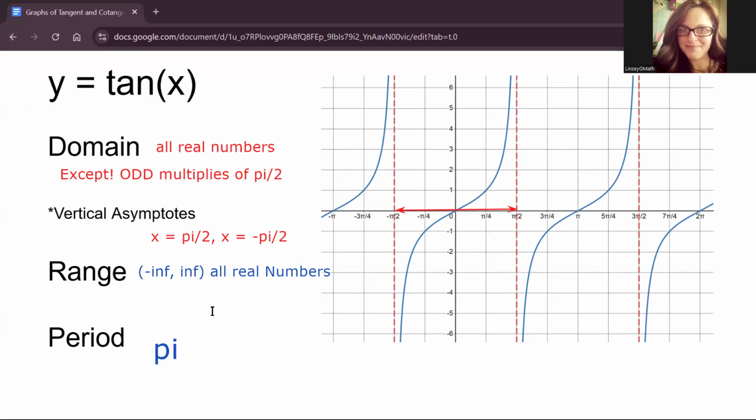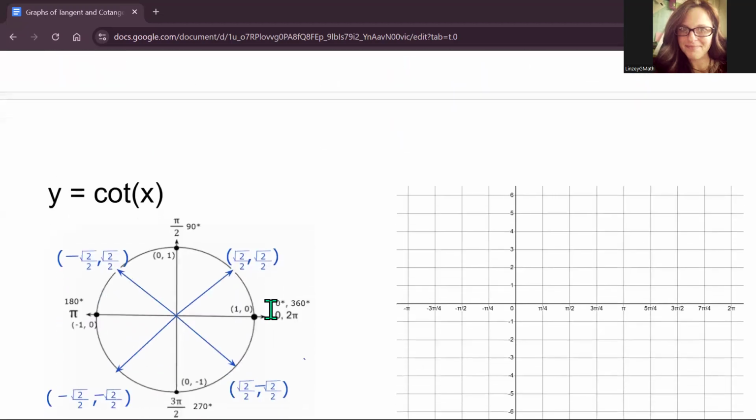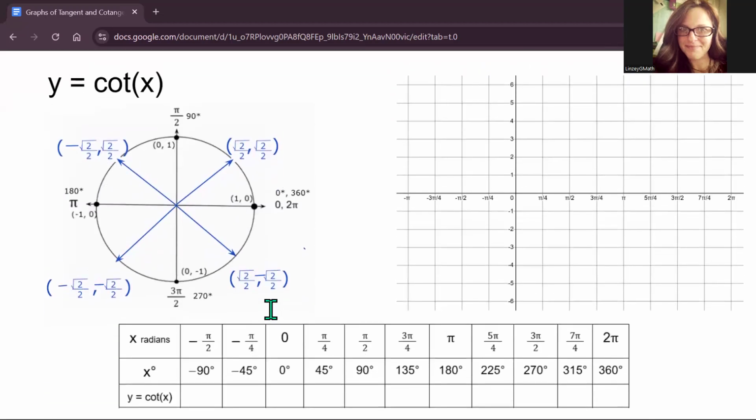Let's take a look at cotangent. Cotangent is equal to the reciprocal of tangent, cosine over sine. x-coordinate over the y-coordinate.